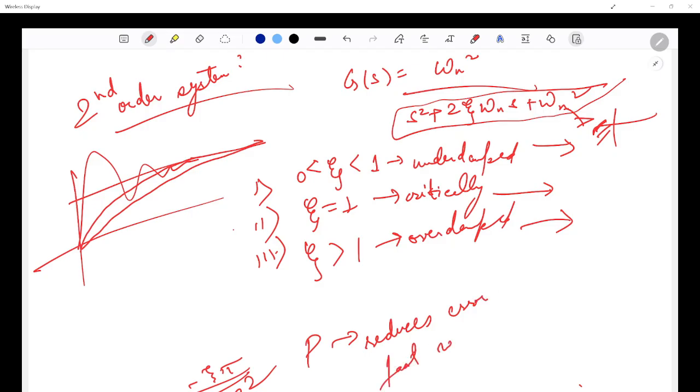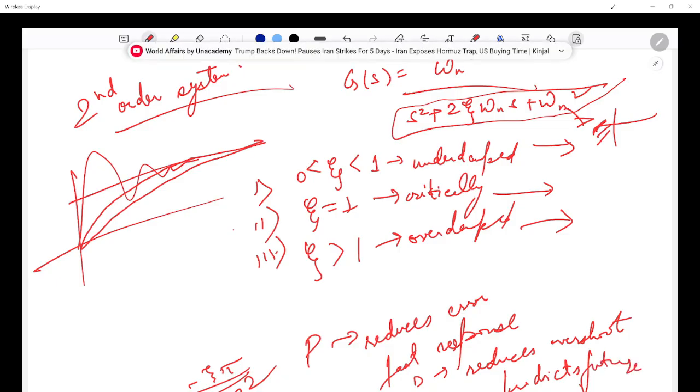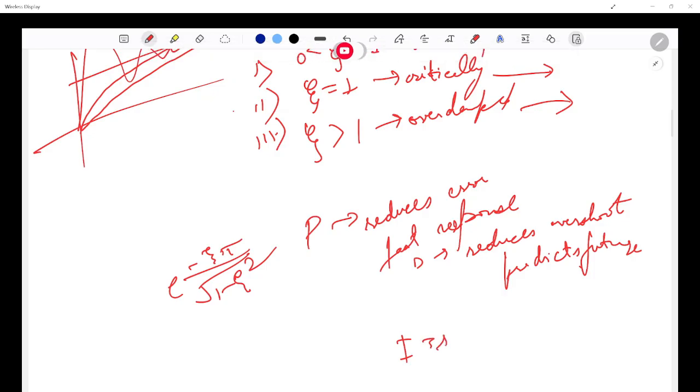Okay, then derivative basically reduces the overshoot and predicts the future. It is called an anticipatory controller. Okay, and integral basically reduces the steady state error.